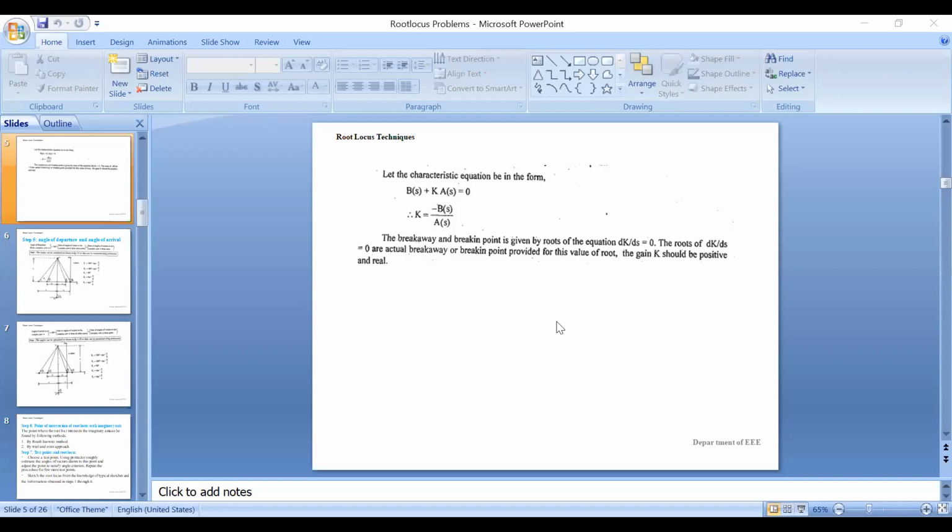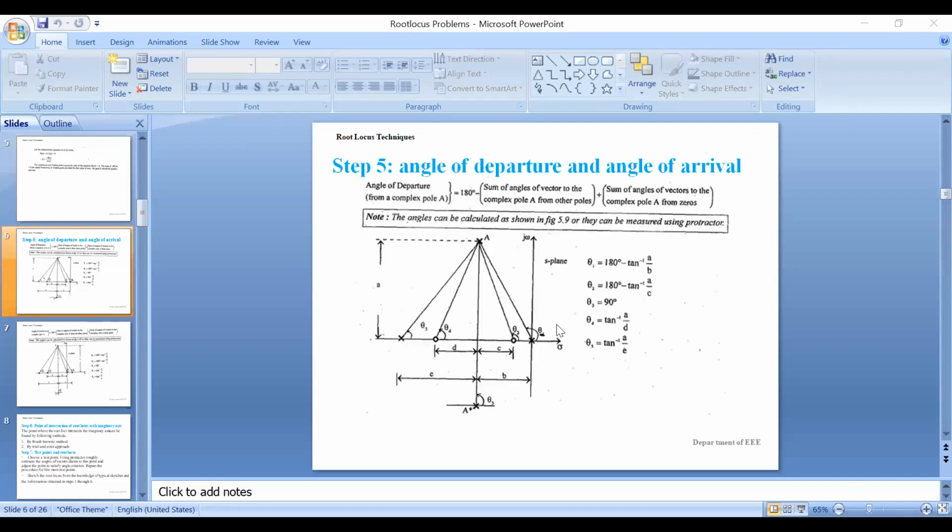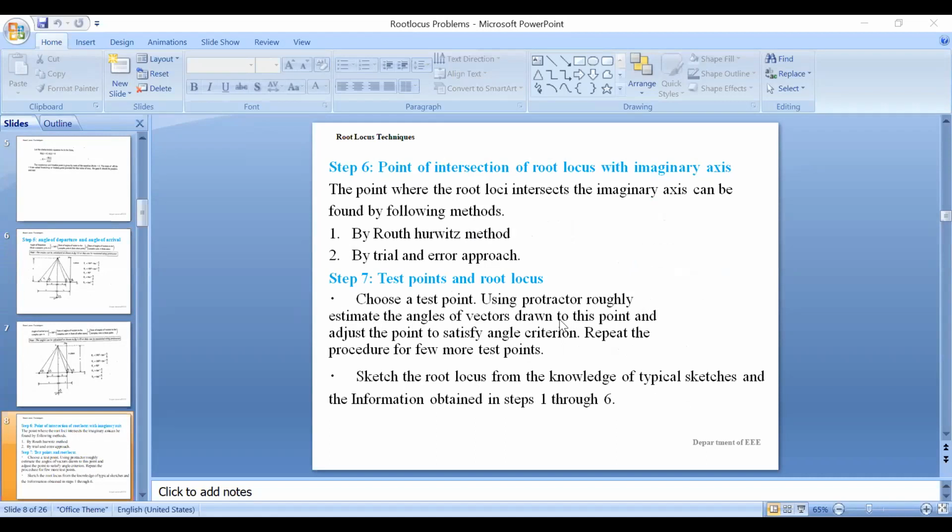Now coming to the fifth step, angle of departure and angle of arrival. If you have any complex poles, then you have the angle of departure given by this formula, as I explained in the last class. Next, if you have any complex zero, you have the angle of arrival, right? So I think I am clear.